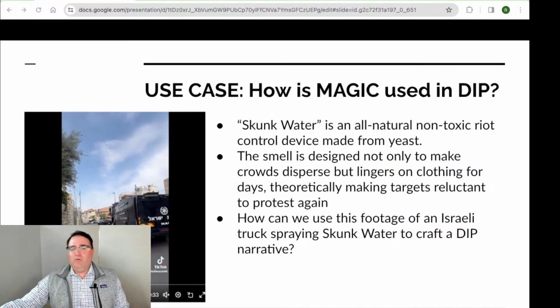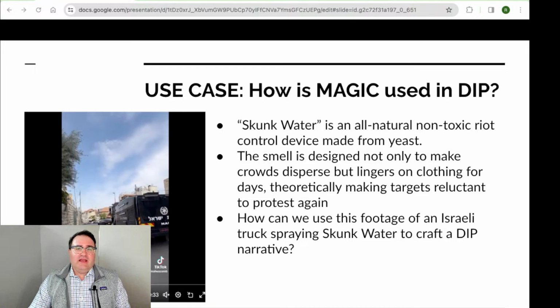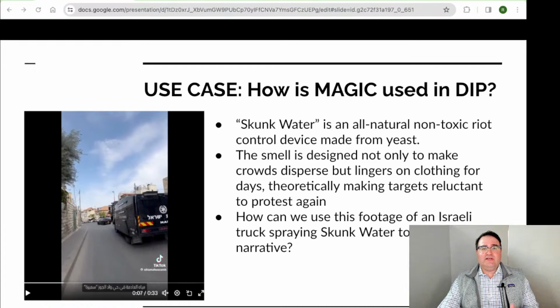So now I want to talk about an actual use case of how magic is used in DIP. Now we're going to use Deceptive Imagery Persuasion, and in this particular case it's going to be something called skunk water. Now skunk water is this all-natural, non-toxic riot control device that is made from yeast, and this yeast really smells. And if I move my window over here, you can see there is a truck. That truck has some Hebrew lettering on it. There's a video where that truck is spraying water.